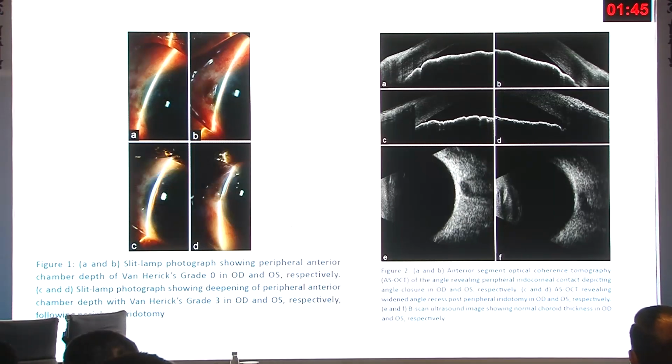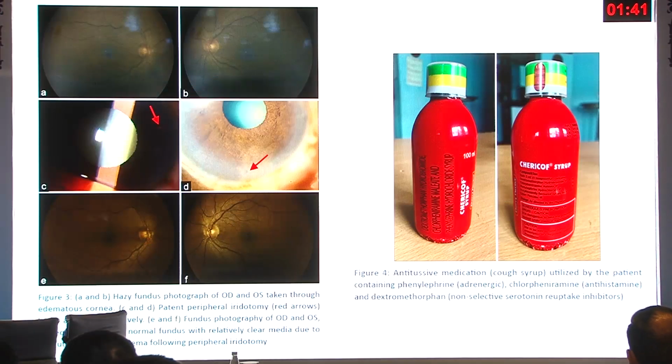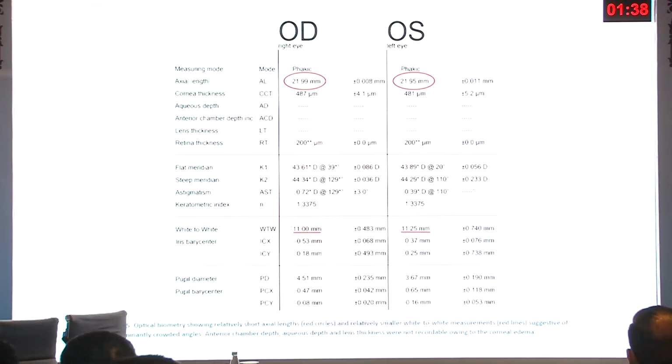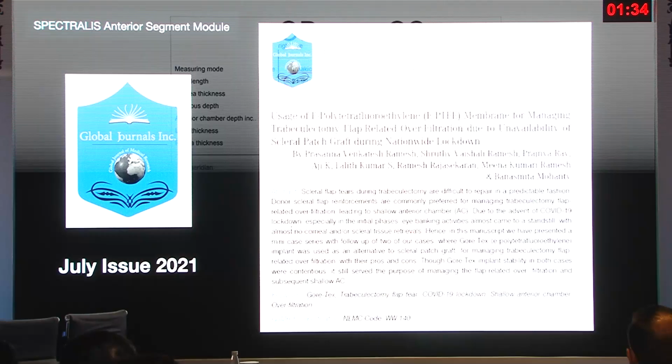Again, Wolfen-Schlieff's clothing, a patient with cough syrup induced bilateral pupillary block induced angle closure, again extensively published, and the patient did have some amount of hypermetropic traits as well.